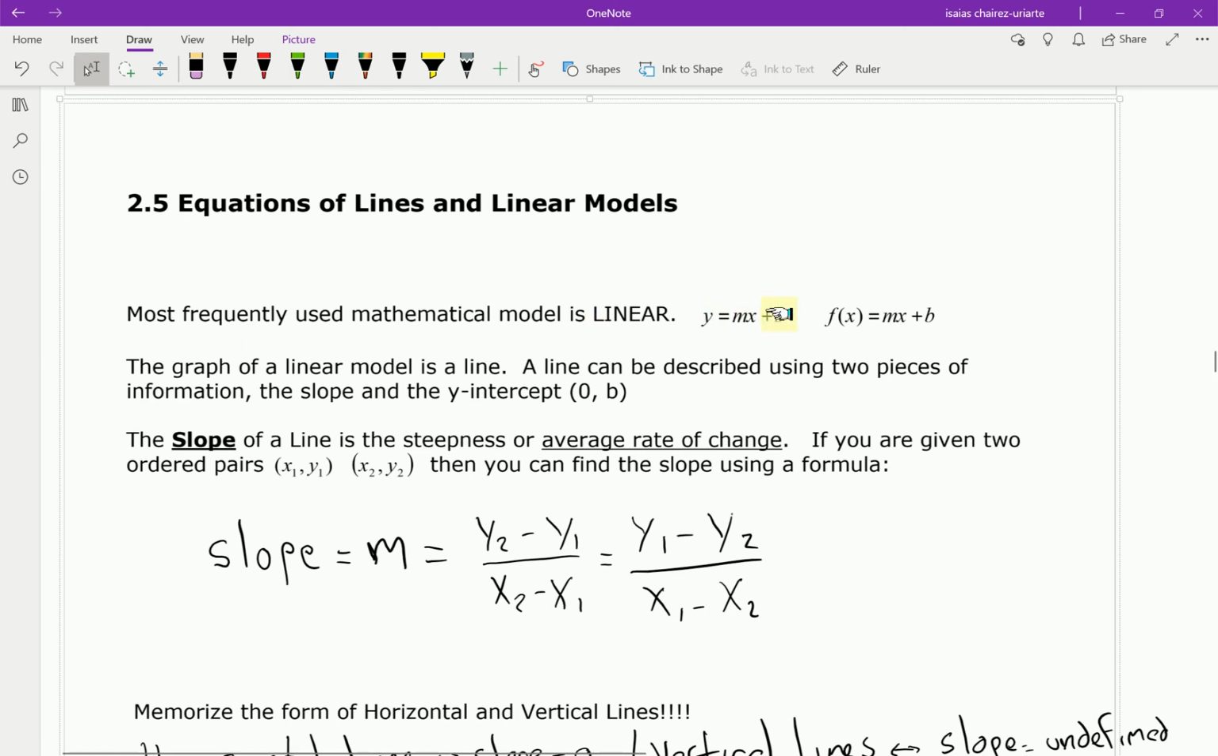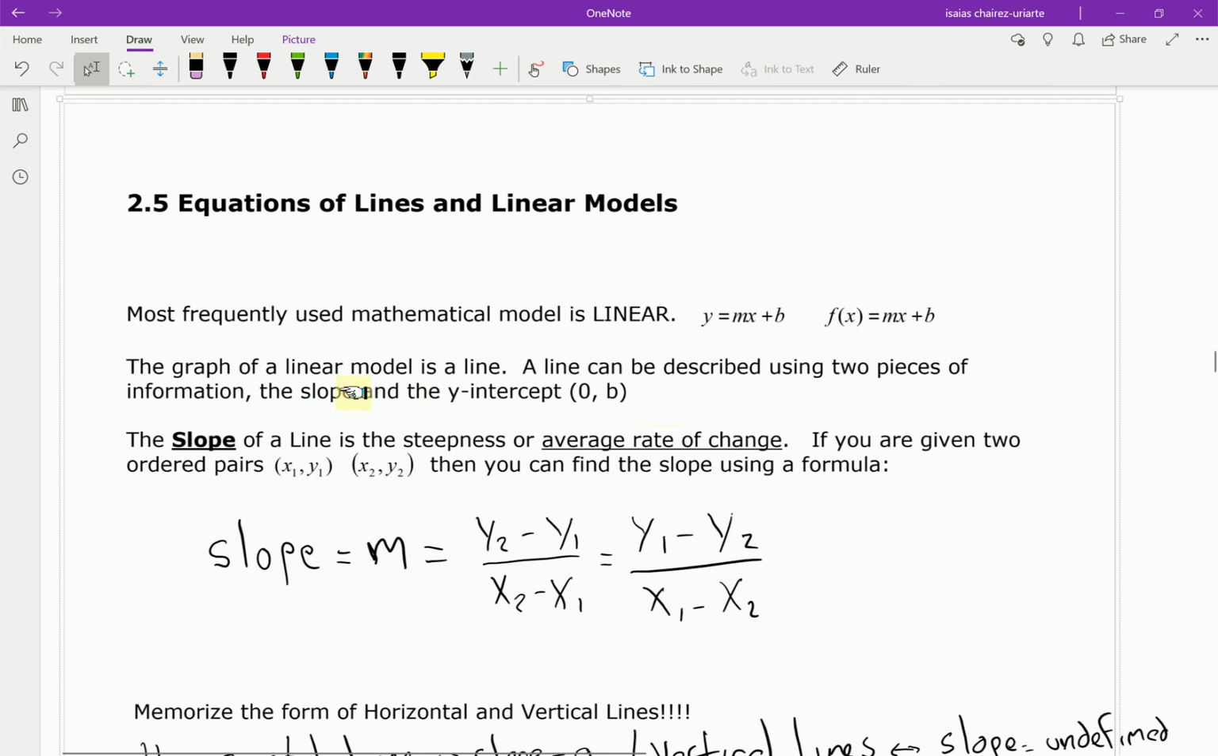So linear equations are of the form y equals mx plus b. This is called slope-intercept form. The value m is our slope, the value b is our y-intercept. We could also use function notation, f of x, and replace our y with f of x, same thing.